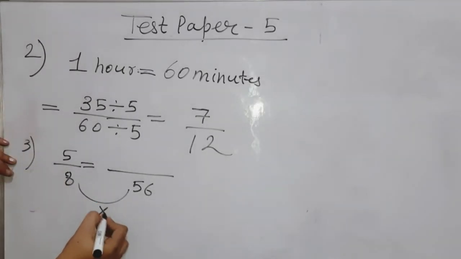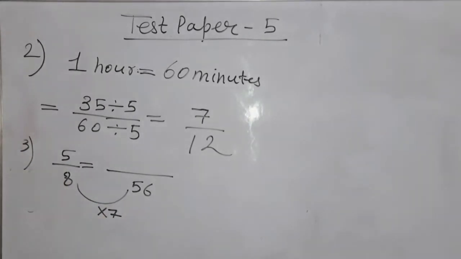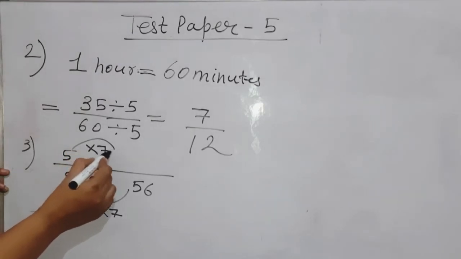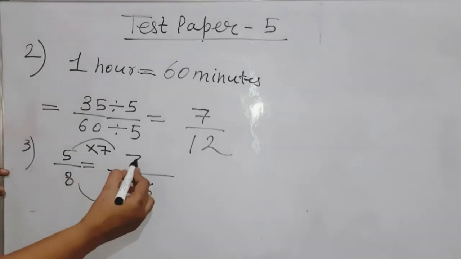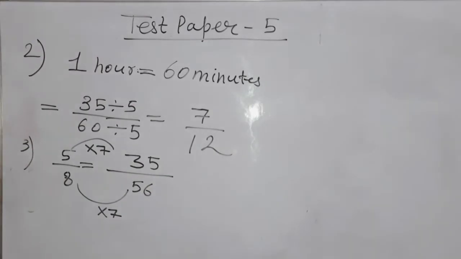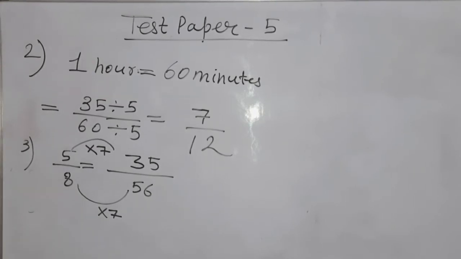Very good. 8 sevens are 56. To make it 56, 8 has to be multiplied by 7. So same goes with the numerator, 5 has to be multiplied by 7. So here it will be 35. So the numerator will be 35. So an equivalent fraction with denominator 56 of 5 upon 8 is 35 upon 56. What is the answer students? It is 35 upon 56. So I hope you must have understood.